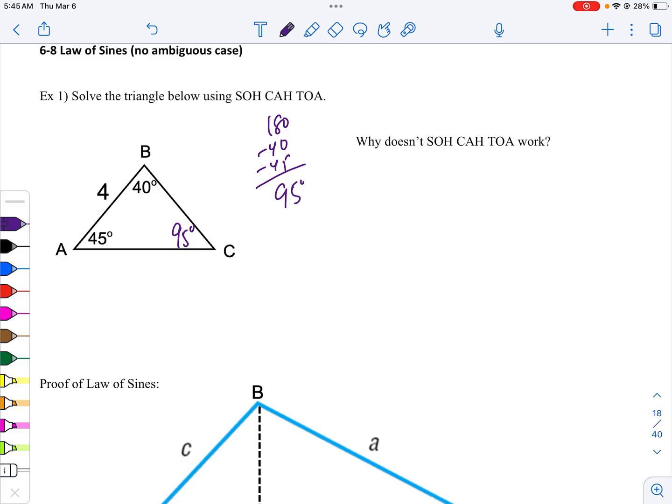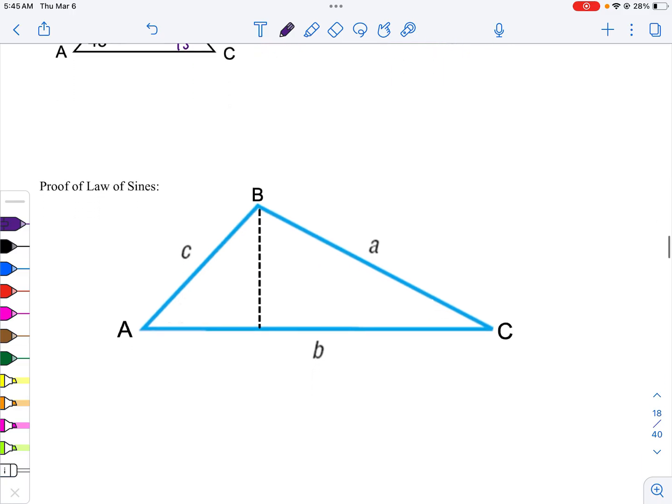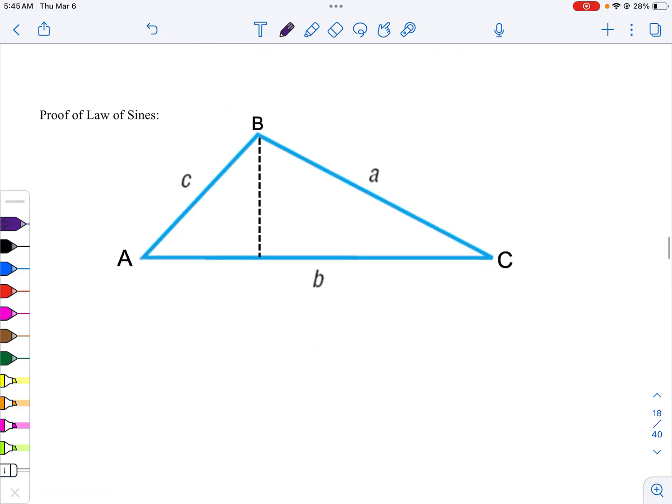So why doesn't SOHCAHTOA work? We can say we don't have a right triangle. Okay, so then we have to have another way to make this work. So I'm going to prove part of the law of sines, and then we'll use the law of sines to solve some triangles.